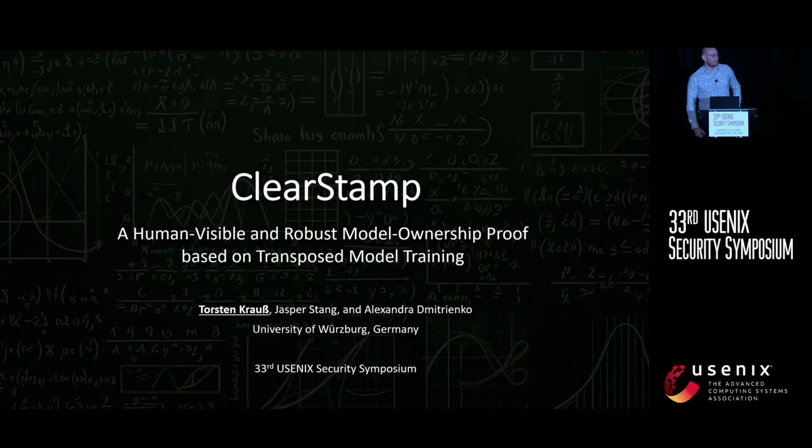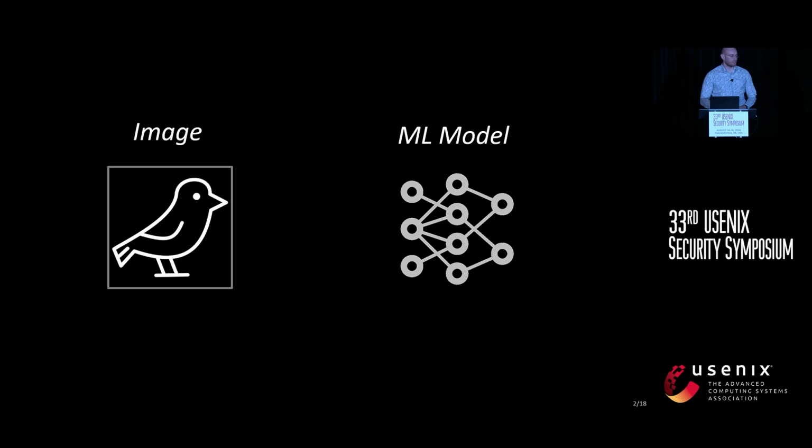Yeah, so thank you. As you have heard, my presentation is all about a watermark for machine learning models, and it's called ClearStamp. So first of all, I want to tell you what a watermark in general is. I will make a comparison to the image domain as this becomes more and more important during my talk. So from the image domain, we know how a watermark looks like. It's an overlay of an image, for example.